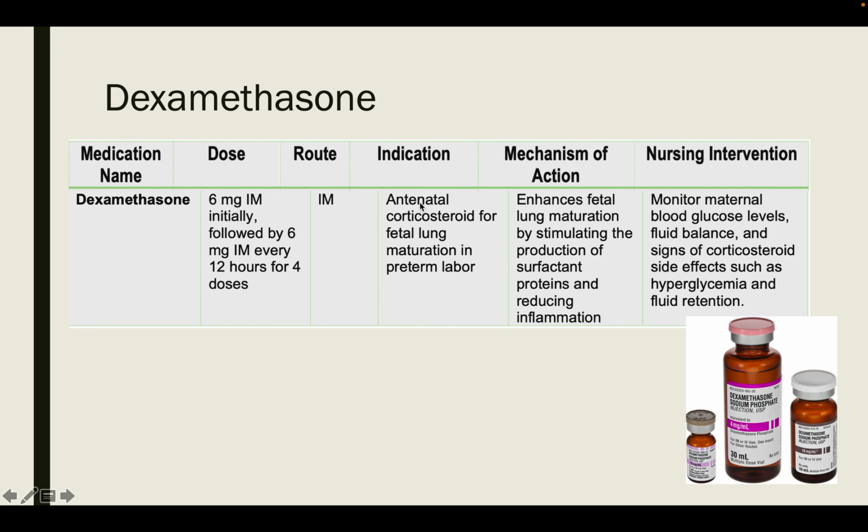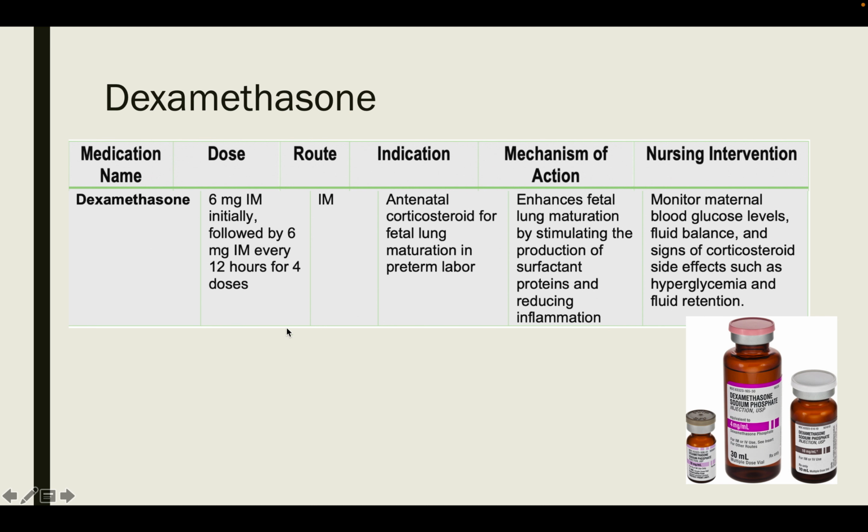Dexamethasone, it's a corticosteroid. It's given as an IM medication. Be careful, it's a very irritative medication. So when you give it to the mother, try to be considerate. Give it at a slow rate. Most likely we give it in the gluteal muscles, big muscles, because it's very irritative, and at a slow rate. Corticosteroid is given IM every 12 hours for 4 doses.